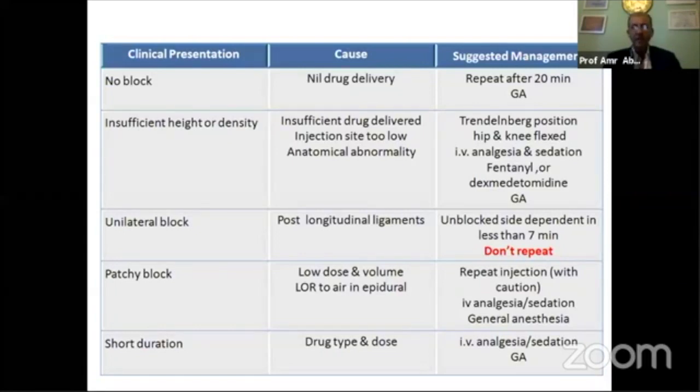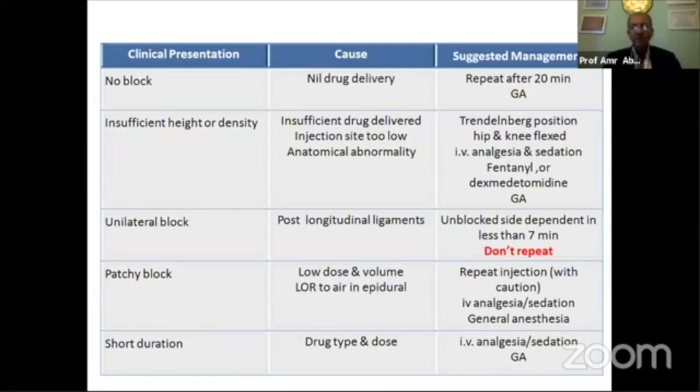This was amazing when he did the lecture. He said, please don't apologize. So don't say sorry. Don't say, I'm sorry, I have to do the block again. Just say, I have to do the block for you again because it's not working.